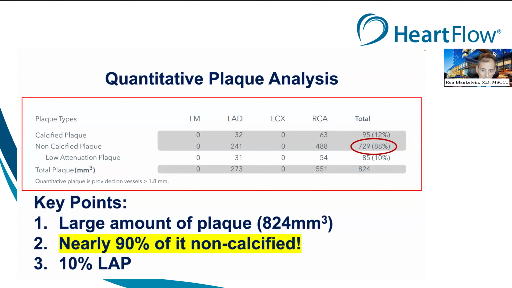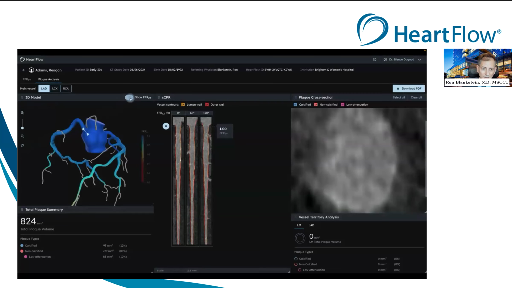The other aspect here is the low attenuation plaque. So again, a subtype of non-calcified plaque. And in this case, this represents 10% of the plaque. So that is a fairly large amount of non-calcified plaque.